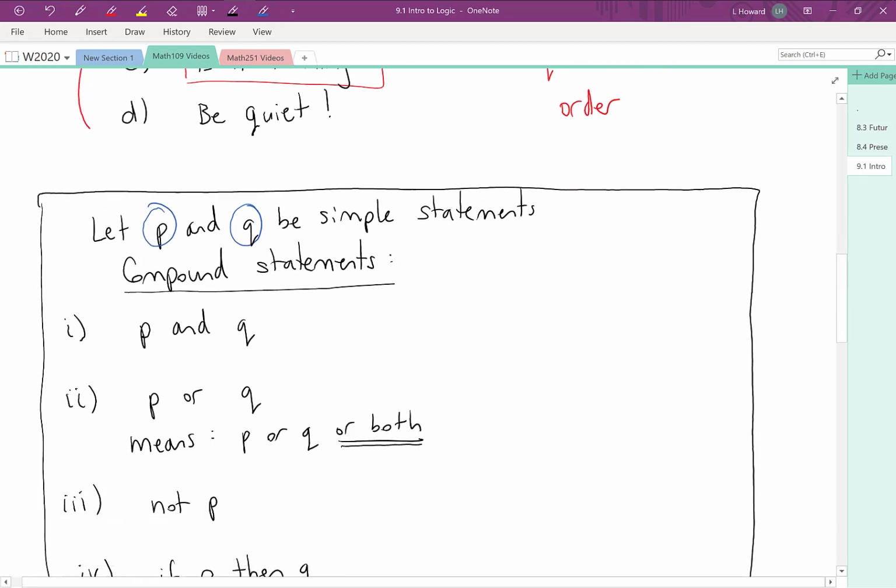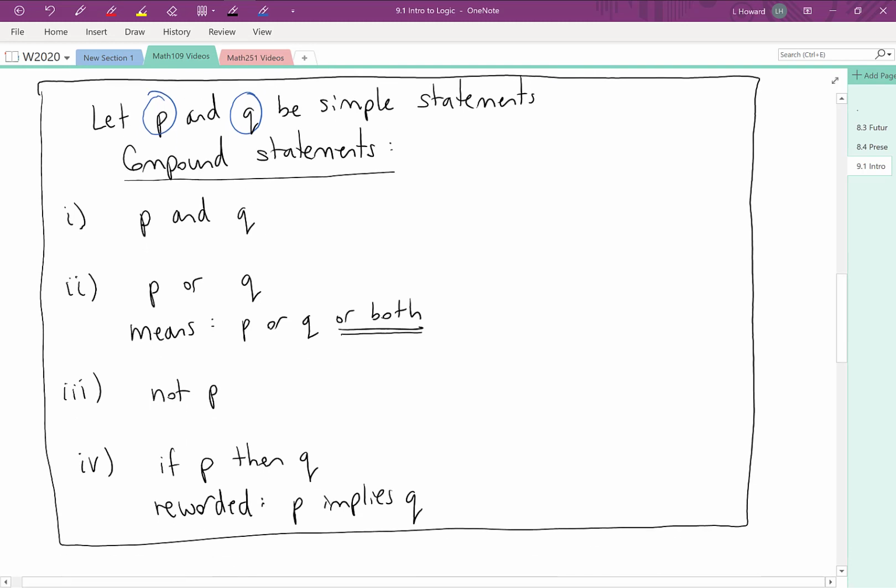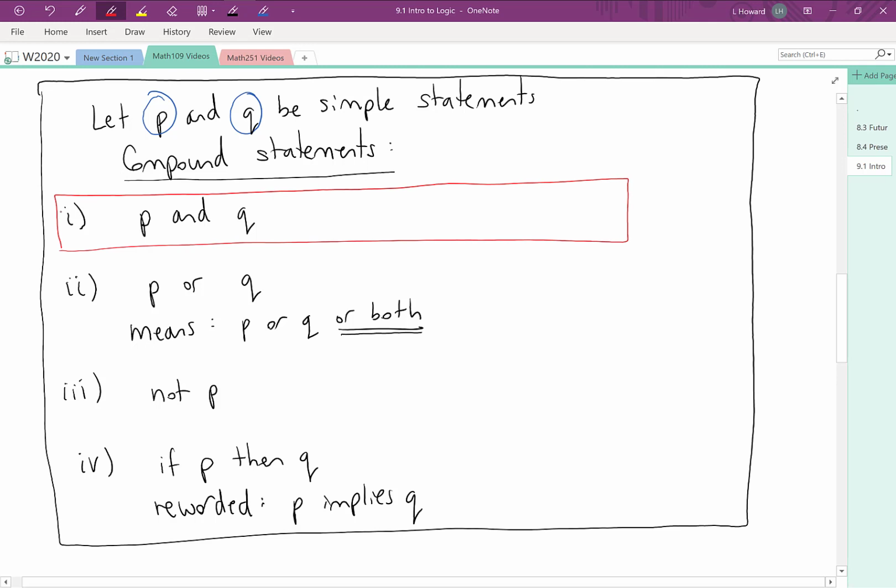Okay, so we're actually going to see 4 compound statements here. And our goal right now is just to read through these, make sure they make sense, and to introduce a bit of notation so that we can write these down more quickly. So let's start with the idea of P and Q. All right, so if we want to say P and Q, we're going to use this symbol here. For the and, it's an upside down V. So read that as P and Q.